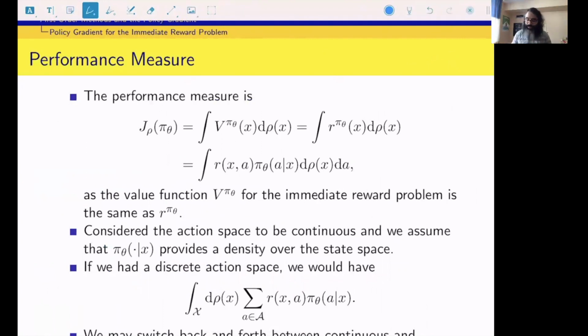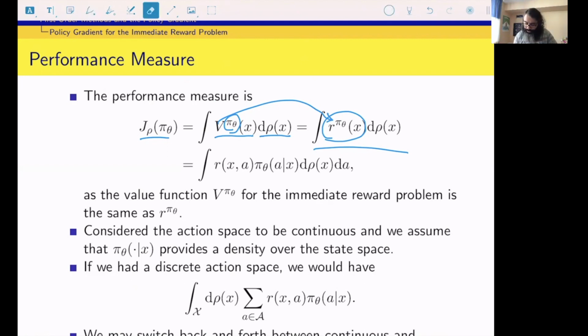Okay, good. So the performance measure was J_rho of pi theta, which is the average of the value function of following policy pi theta when the initial state is distributed according to rho. Here the value function is essentially the reward, R of pi theta of x, because we only go one step ahead, so the value function is the same as the immediate reward. This is the simplifying step we are benefiting from, but we gradually relax it in the next section. So let's write R of pi theta in a more explicit way as a function of the policy.